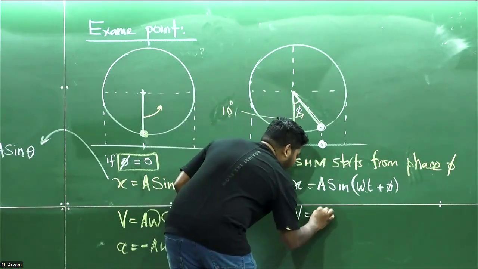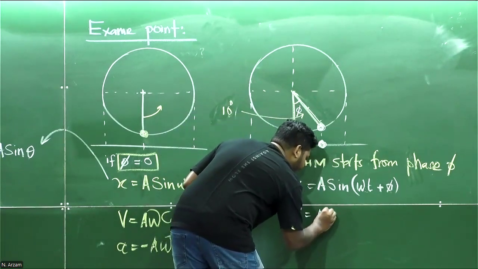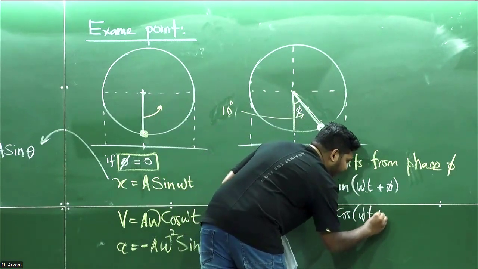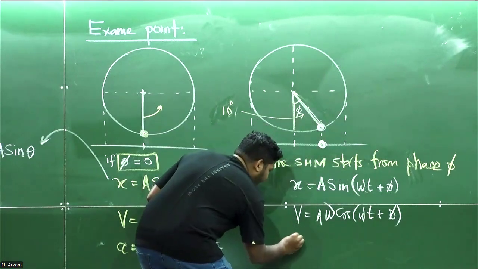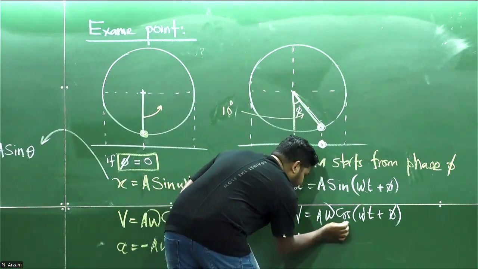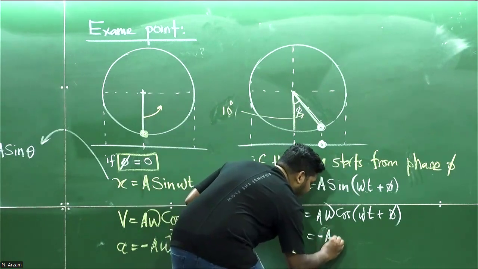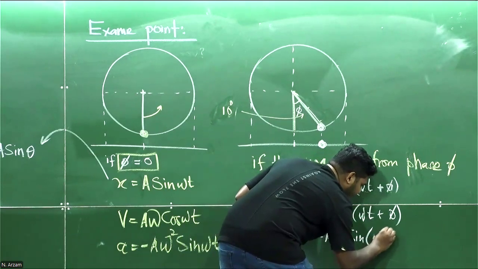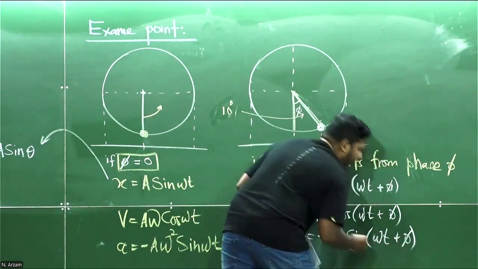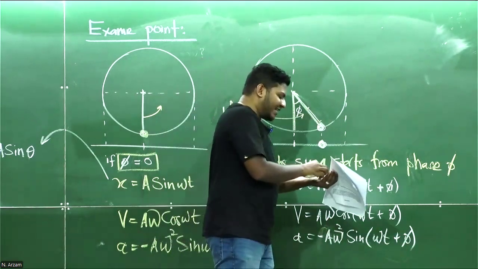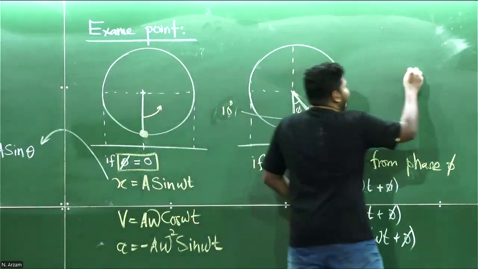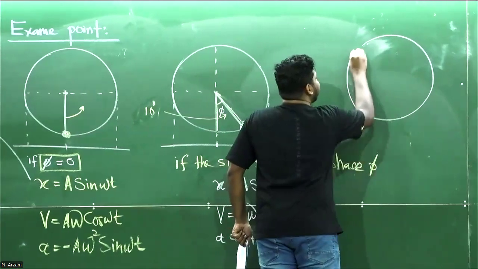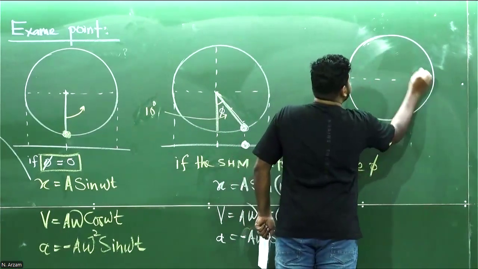So V is equal to A omega cos omega t plus phi. A is equal to minus A omega square sine omega t plus phi. Okay, right. Can you guess if the particle starts its journey from this point?